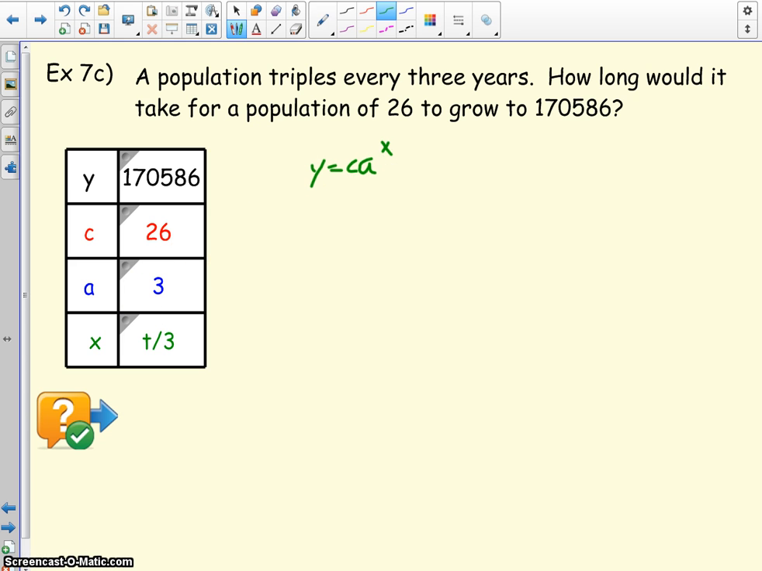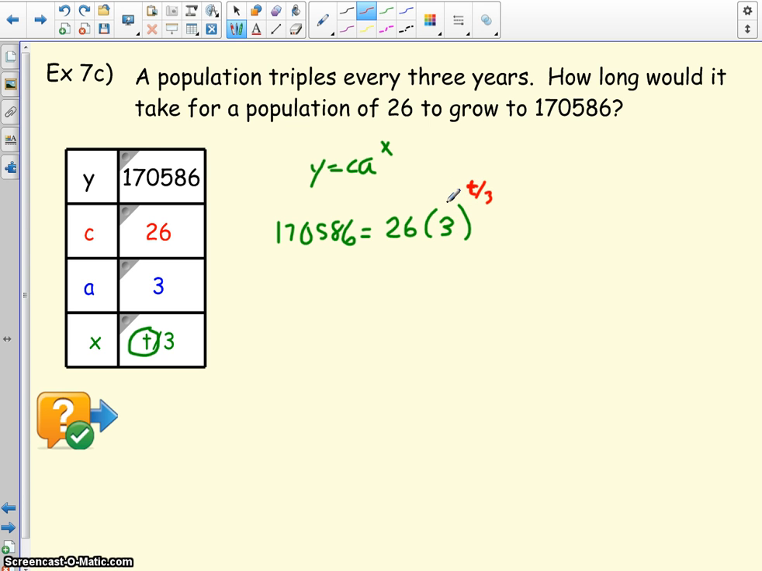Okay, so putting in our values here, we'll have 170,586. We're going to start off with 26. Our base is 3. Now, with our x here, we're trying to find how many years it takes. So if we're looking at 3, we're tripling our population, but again, it triples every 3 years. So the number of years we're looking for is actually going to be divided by 3 inside that exponent. So you have t divided by 3. And we're actually trying to solve for t in here.